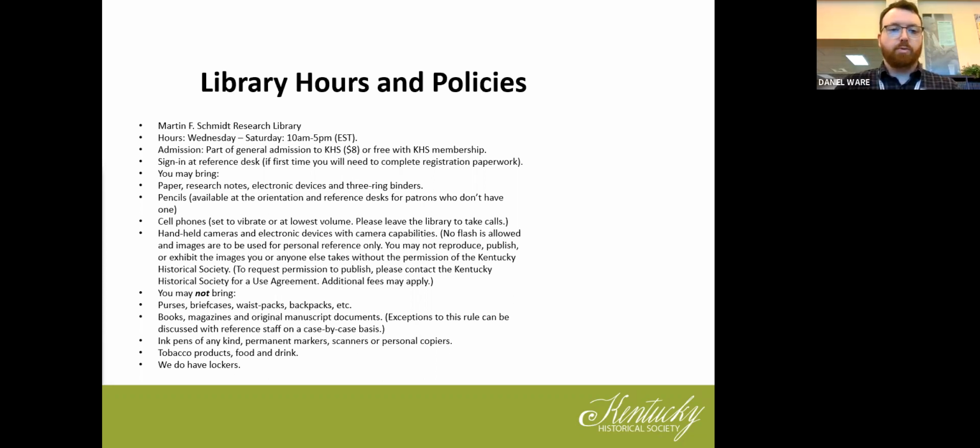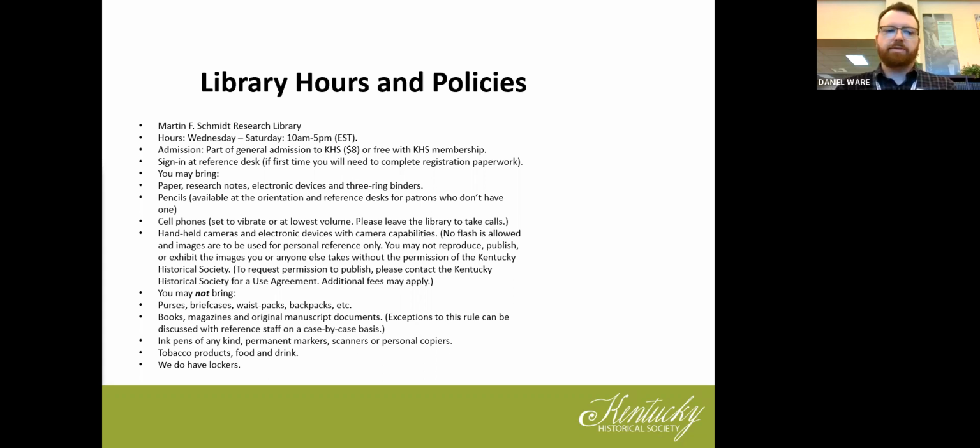As far as when you're actually in the library part, you would walk up to our reference desk, which is up towards the middle of our main room. If it's your first time, you're going to need to complete registration paperwork. You'll sign something, and it's mainly so we can give you a library card and keep track of who's visited us today and that kind of stuff.